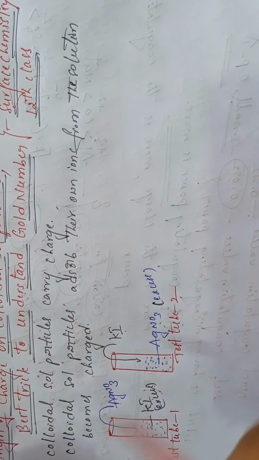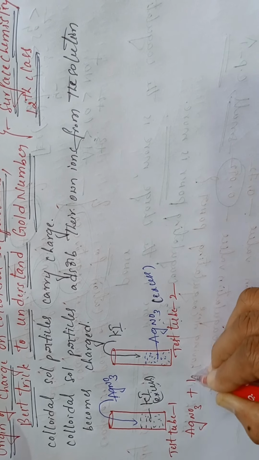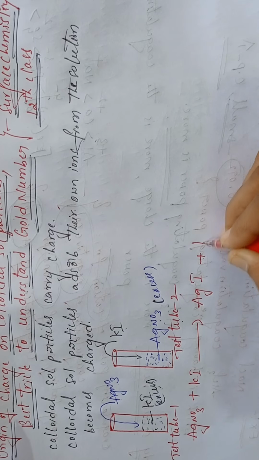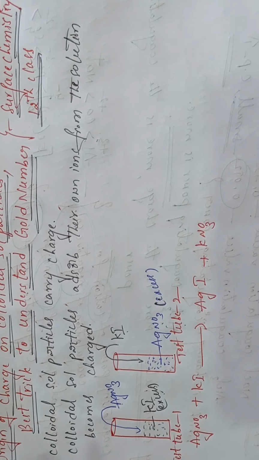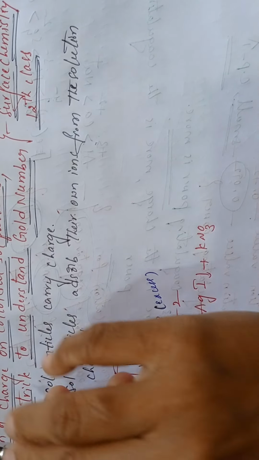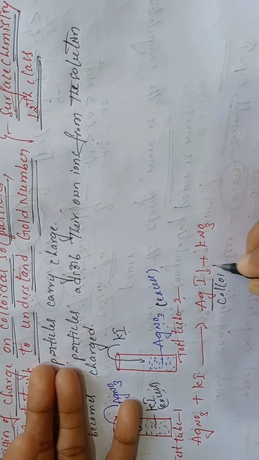Now I'm going to take the equation. Silver nitrate AgNO3 combined with KI produces silver iodide colloid and potassium nitrate KNO3. Silver iodide is the precipitate, an insoluble precipitate. So this is the colloid.